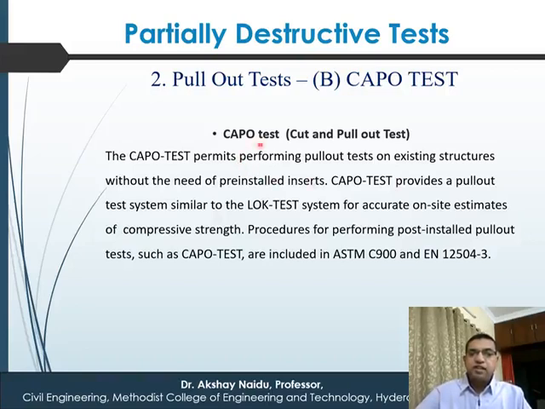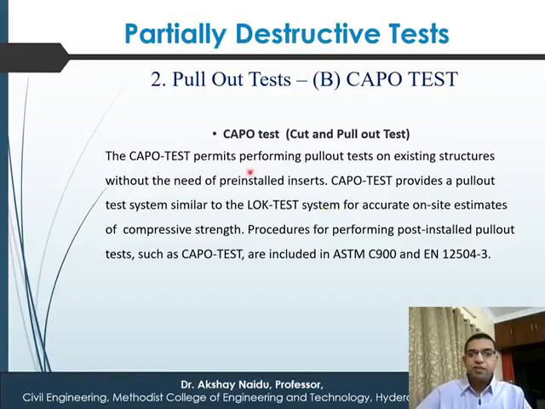Capo test is a cut and pull out test. In capo test, you do not have to put that insert piece at the time of casting. You can do it after the concrete is casted. So capo test gives a greater flexibility than the lock test in this regard.